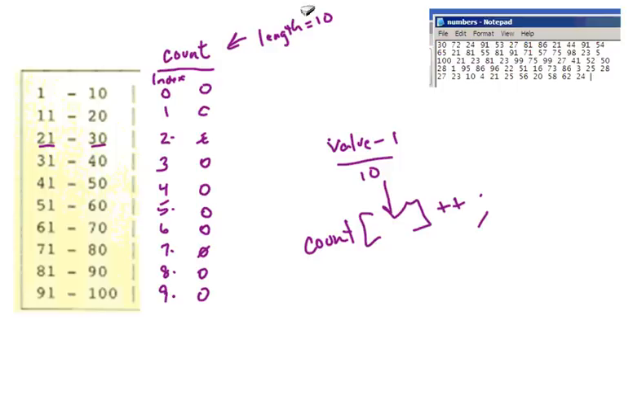So I start off at 30, and so I say, okay, 30 minus 1 is 29. 29 divided by 10 is 2. So this goes up to 1. 72 minus 1 is 71. 71 divided by 10 is 7. So I increment this. Actually it's going to be 23 divided by 10 is 2. And I increment this, and now this is 2. And so on until I've gone through all of the numbers and I can create the table.